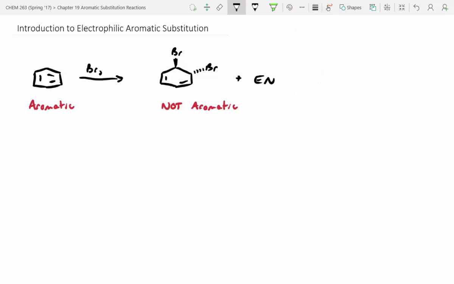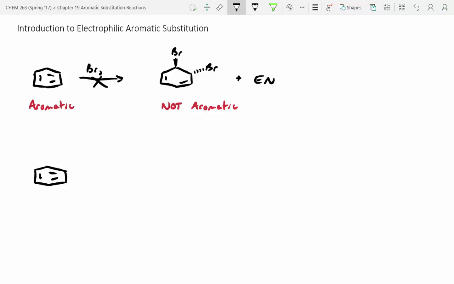On the left-hand side, we're following Huckel's rule. So we've got 4n plus 2 pi electrons. On the right-hand side, we have sp3 carbons, right? So this reaction will not occur. You're kind of stuck at this point. However, there's this weird thing that happens when you throw in iron.